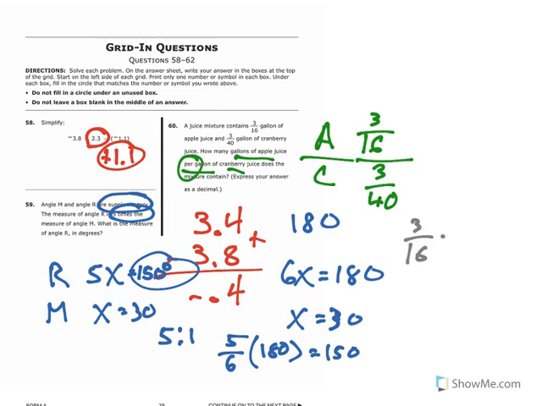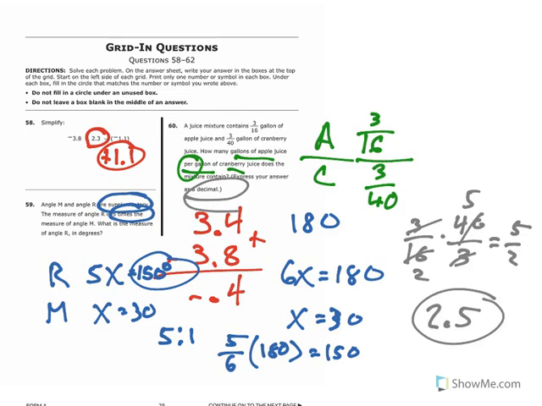I'm going to divide, which means I'm going to multiply by the reciprocal. Clearly I can divide out the 3. I can divide out 8. And I get 5 halves left over. They want the answer as a decimal. So as a decimal, this is going to be 2.5, which is 2 5/10.